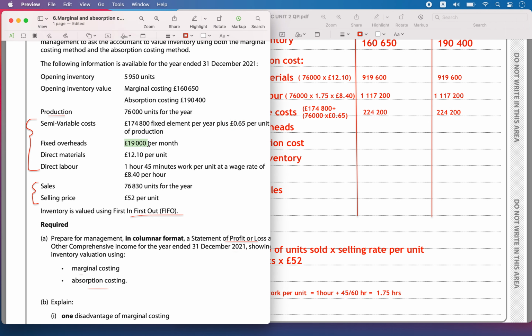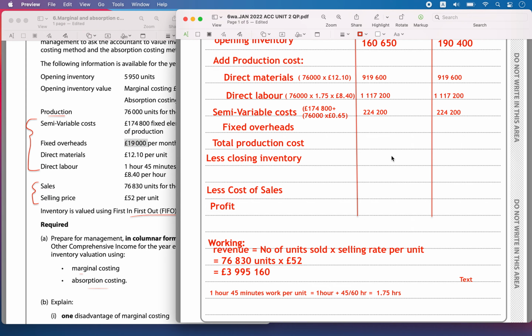Then you have the fixed overheads. It is 19,000 per month and 12 months. So 19,000 into 12 months, it is 228,000. So this cost is the same for both absorption and marginal cost.